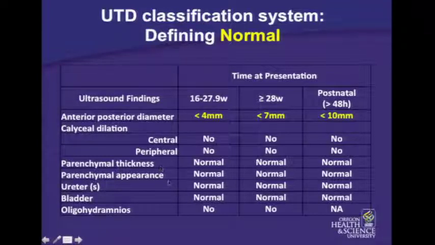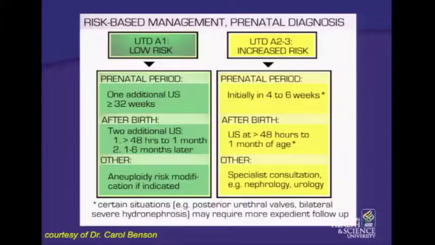Parenchymal thickness, parenchymal appearance, appearance of the ureter, the bladder, and amniotic fluid should also be noticed in evaluating the GU tract. So patients are placed into the UTD A1 low-risk category if there's only mild renal pelvis distension, which is between 4 and 7 millimeters between 16 and 27 weeks, 6 days, and between 7 and 10 millimeters between 28 weeks and term. Those are UTD A1, and everything else otherwise looks normal with those fetuses.